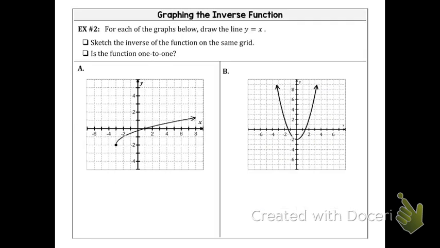Example 2 says for each of the graphs below, draw on the line y equals x. Then we're going to sketch the inverse of the function on the same grid, and we're going to tell if the function is one-to-one.